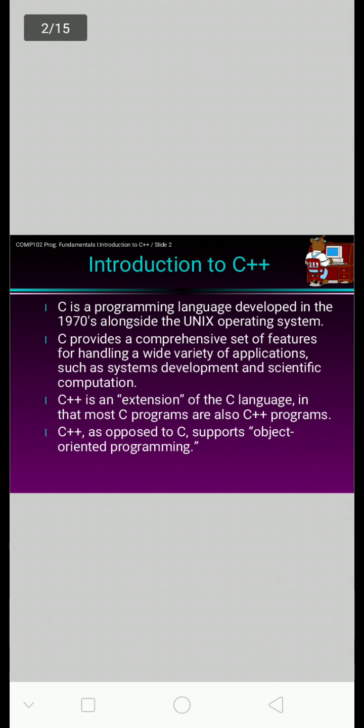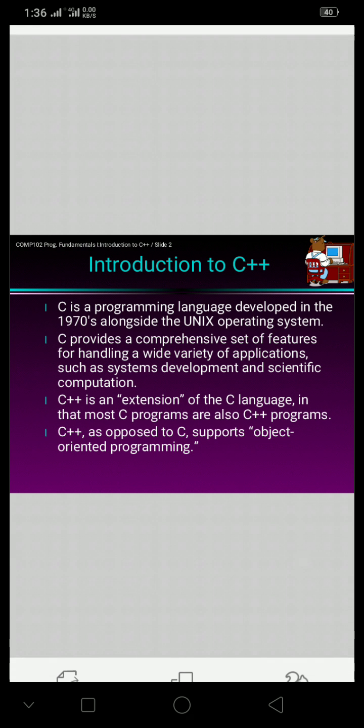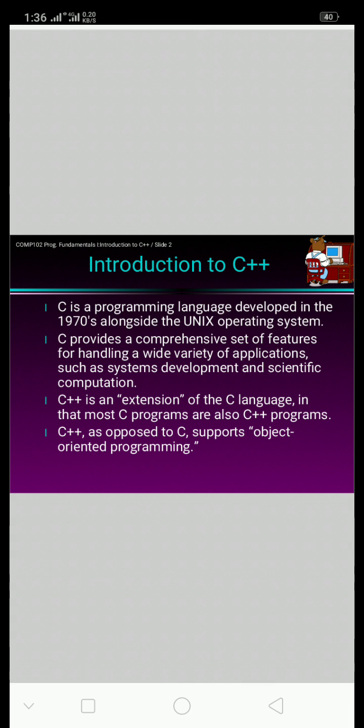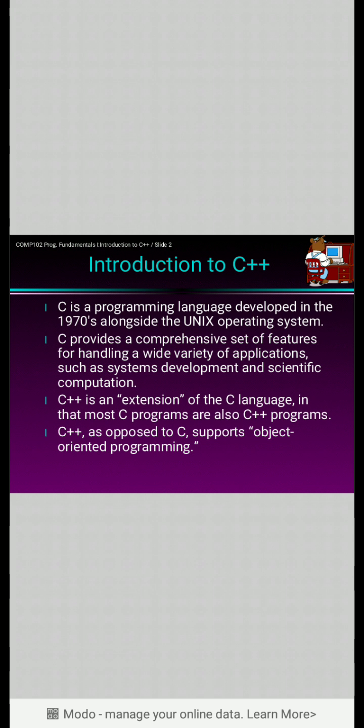First of all, C is a programming language developed in the 1970s alongside the Unix operating system. C++ is the extension of C. So first of all we talk about C. C provides a comprehensive set of features for handling a wide variety of applications such as system development and scientific computations. C++ is an extension of the C language in that most C programs are also C++ programs. C++ as opposed to C supports object-oriented programming. So the OOPS concept is also implemented.